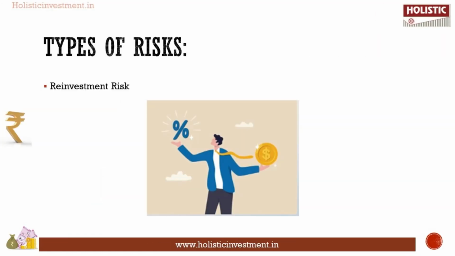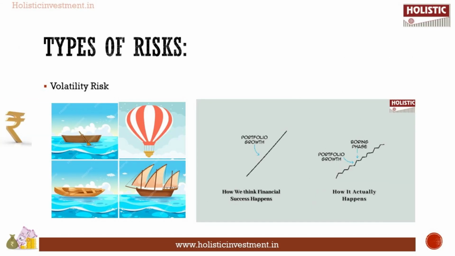Next, reinvestment risk. Reinvestment risk arises when considering selling successful equity funds during market upswings, and finding a safe investment avenue to reinvest the proceeds can be challenging. Next, volatility risk. Volatility risk refers to the unpredictability of price movements. Assets like fixed deposits offer stability, while equity exhibits higher volatility.